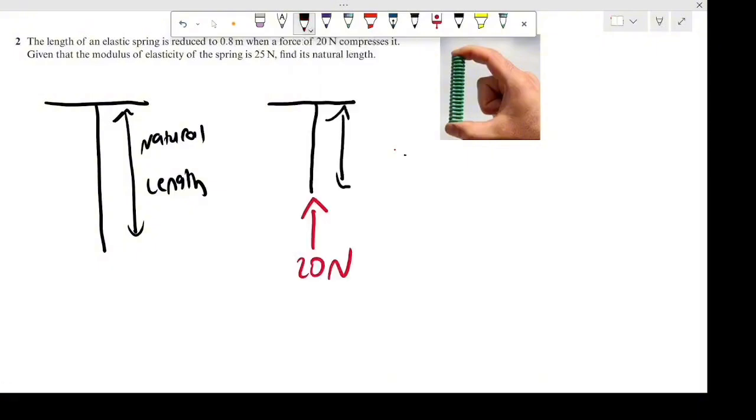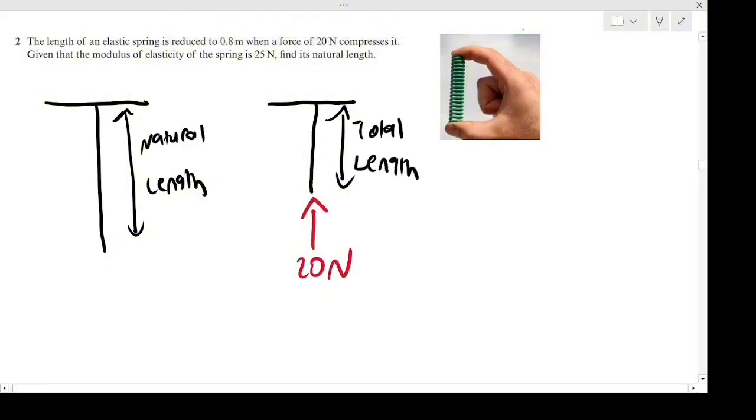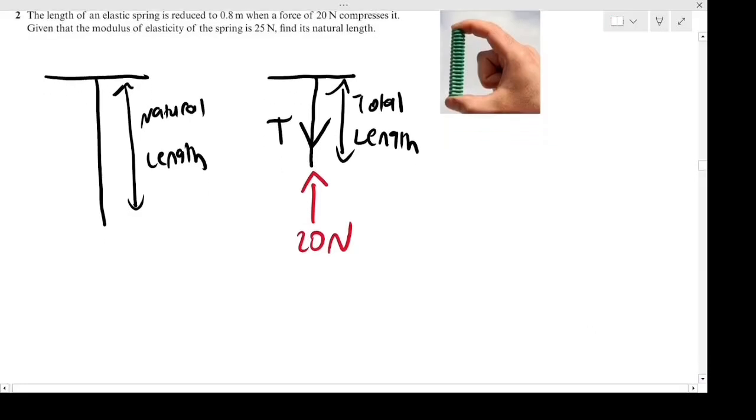Now this is going to be my total length after the compression. This is how much spring I've got remaining after the compression. Because there's a force acting upwards, the spring doesn't like that, so it's going to act the other way. The force in the spring is going to act downwards to push it out, so it's going to oppose the compression. This is going to be a thrust force now because it's compression.